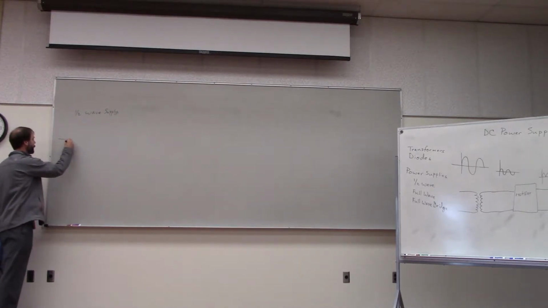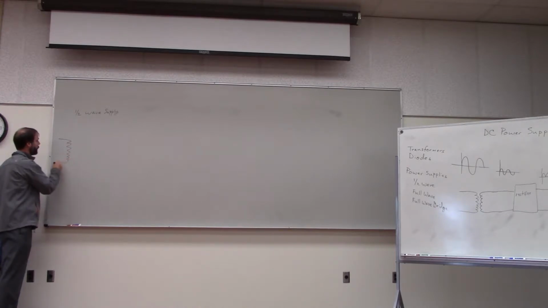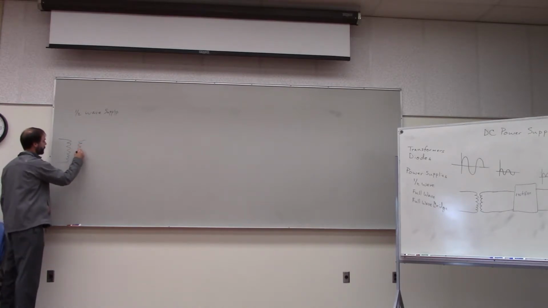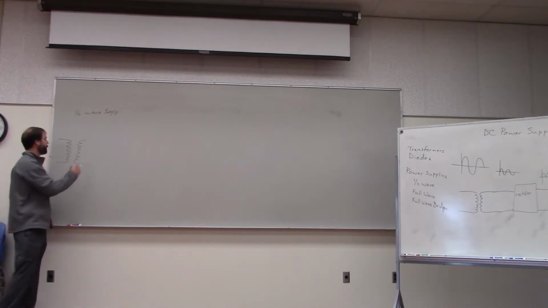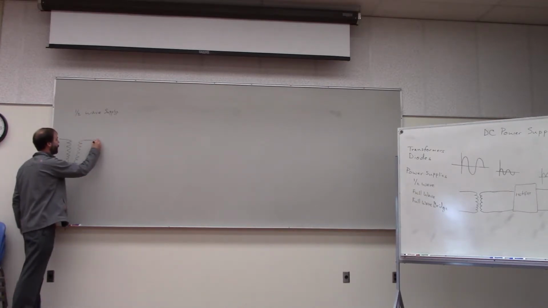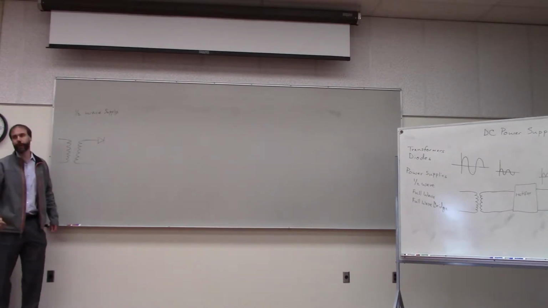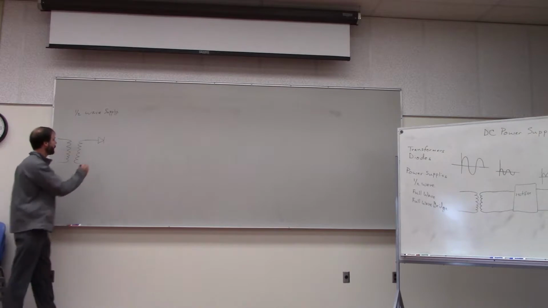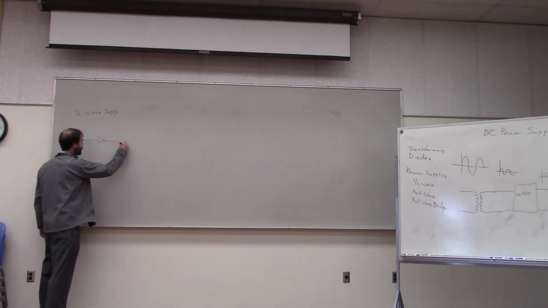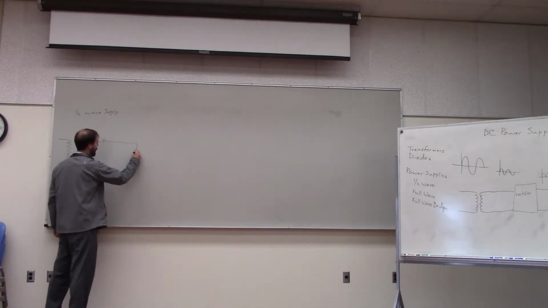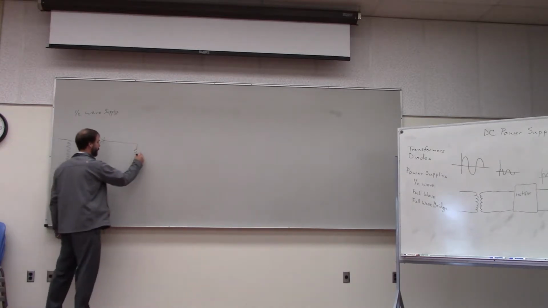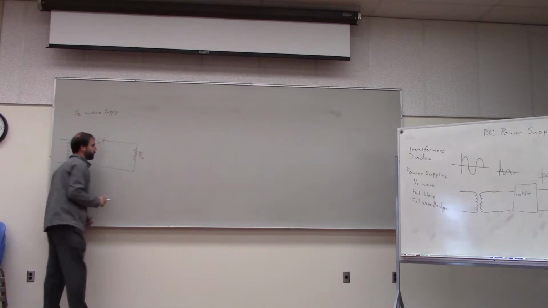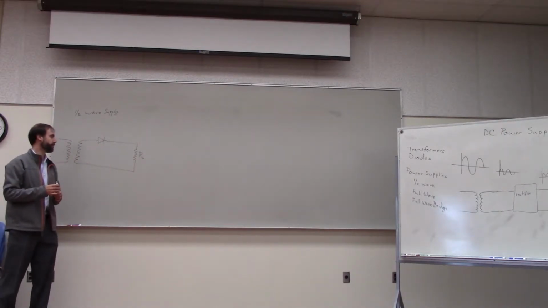So it starts off with a transformer, just like all power supplies. And then it goes on to the rectifier. The rectifier for a half-wave power supply is really simple. It's one diode, okay? And then after that, we have the load resistor. We'll call this RL, the resistor that represents the load.